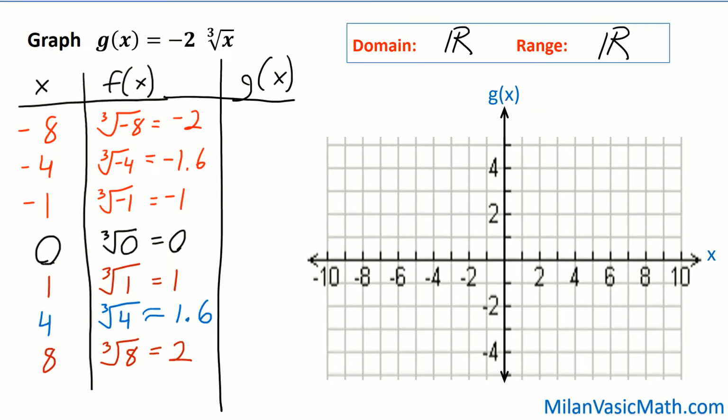All right, so I'm going to extend this, and now we have g of x. And because negative 2 is being multiplied by what we had previously, which was f of x, I can just take the f of x values and multiply them by negative 2, and that will give me the g of x values. So let's do that. We have negative 2 times negative 2, that gives us positive 4. Negative 1.6 times negative 2 is 3.2. Negative 1 times negative 2 is 2. And go ahead and finish up the rest.